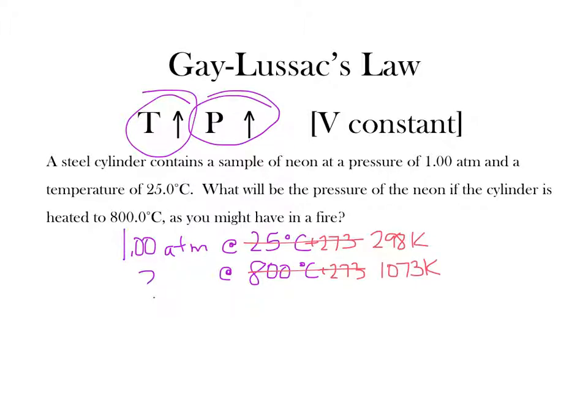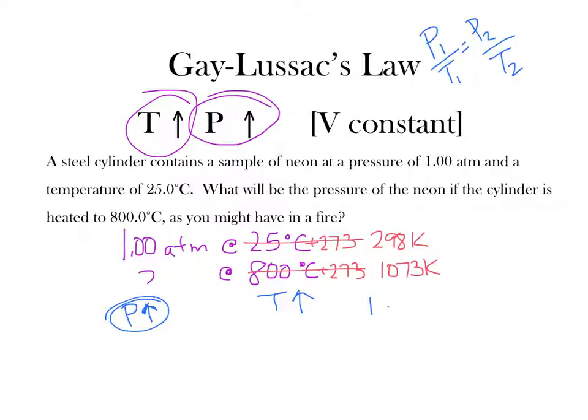Now let's look at what's happening here. The temperature is going up from 298 to 1073, so the pressure should be going up. This is how we're going to check ourselves to see if the pressure goes up. You'll also need a formula. P1 over T1 equals P2 over T2. There's your formula. So let's just plug it in.